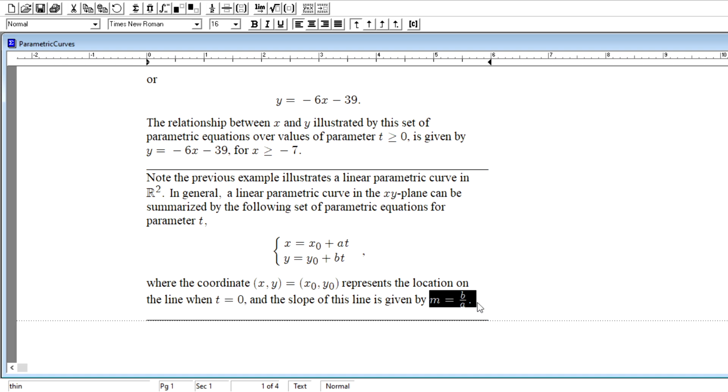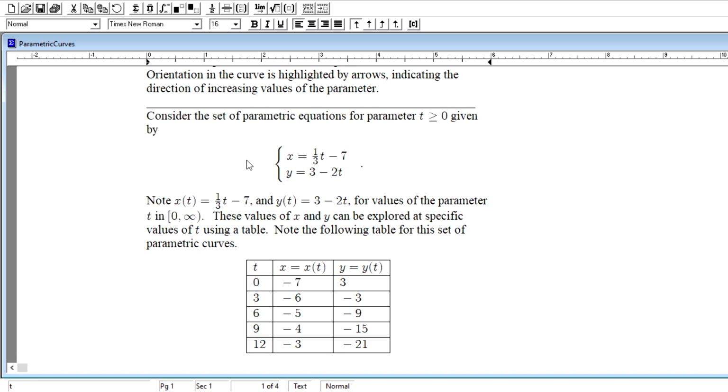And we'll have a slope described by the ratio of the multiple of t given in y, b, over the multiple of t given in x, the value of a. And notice this does fit the form given above. We can note this equation fits that form. The minus 7 is our x null. The positive 3 is our y null. And what we can see down here in the table is that negative 7, 3 are the values of the coordinate, the location in the two-dimensional space where t is equal to 0.